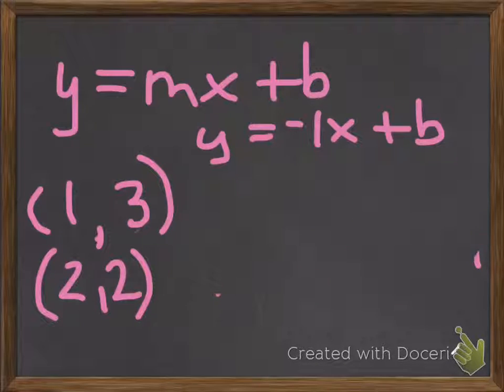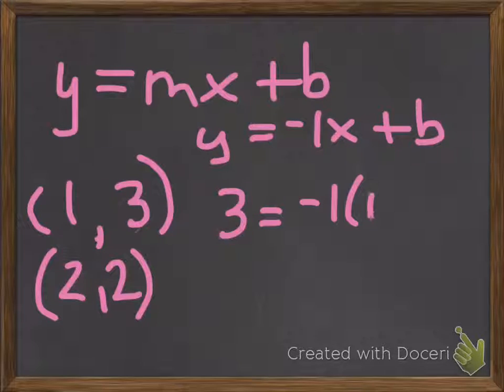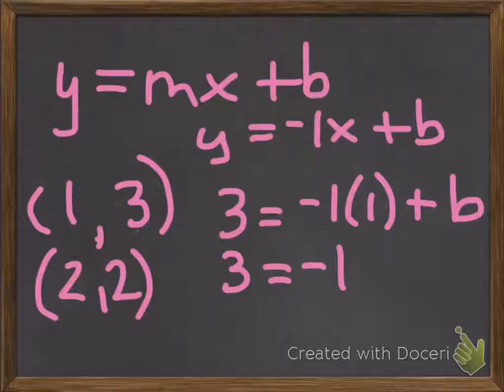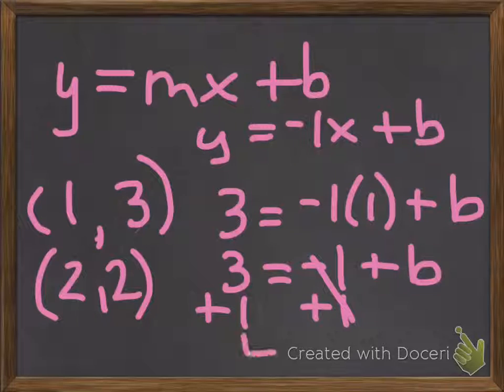And since this is the first point, might as well just use 1, 3 to help us find our b value. So I'm going to plug in 3 for y, 1 for x, and I'm going to solve for b. So I get 3 equals -1 plus b, and then I'm going to add 1 to get b by itself. So b would be 4.